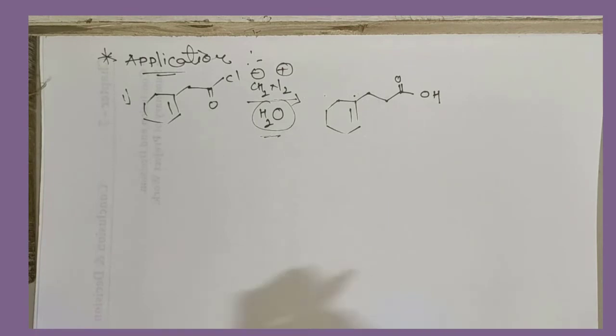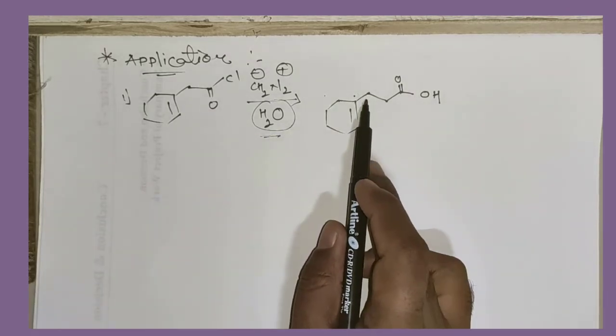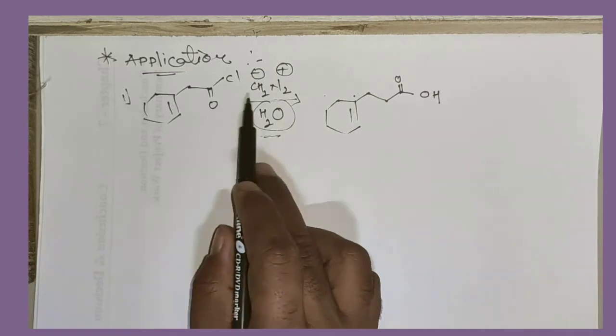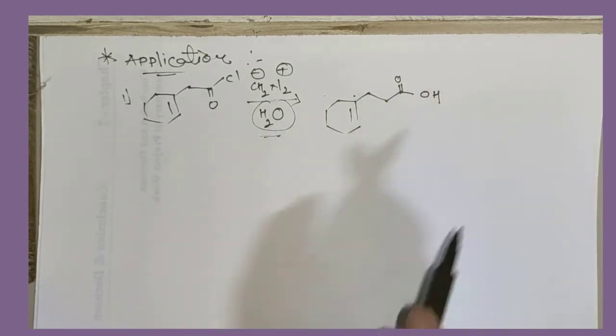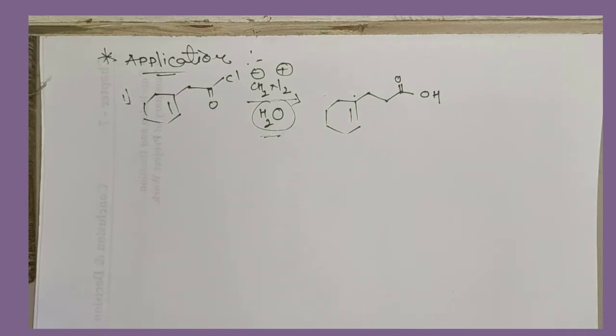We are not going into the depth of the mechanism as we already discussed it. That's why we give the product directly. In the product you have to add one more CH2 here. In the starting material there are 2 carbons. In the final product there are 3 carbon atoms.